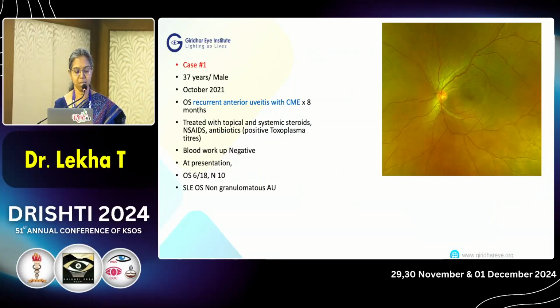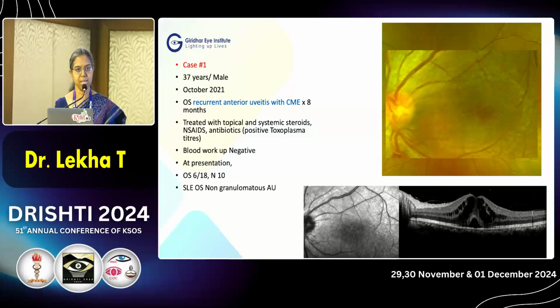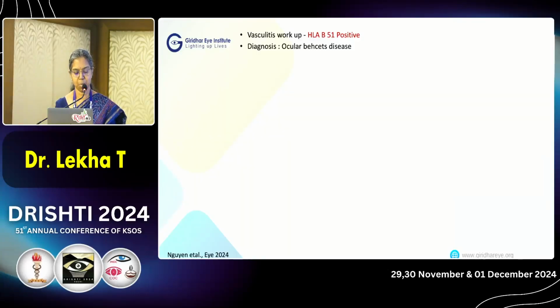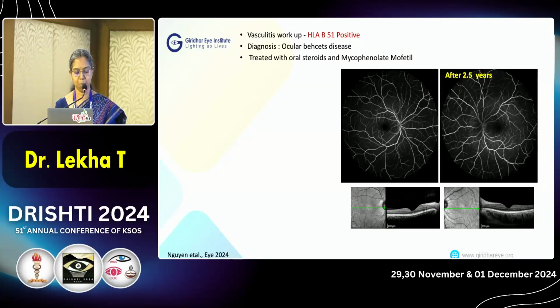This is a 37-year-old healthy male on treatment for recurrent anterior uveitis with cystoid macular edema in the left eye for many months. His workup was negative. When he came to us, he had non-granulomatous anterior uveitis and significant cystoid macular edema. Because of the multiple recurrences, we thought we'd do imaging, and digital fluorescein angiography revealed not only the hot disc and perifoveal leaks, but also diffuse capillaritis in all the quadrants. Subsequent workup showed that he is HLA-B51 positive, and he could be stabilized with appropriate immunosuppressive therapy and remained stable over time.